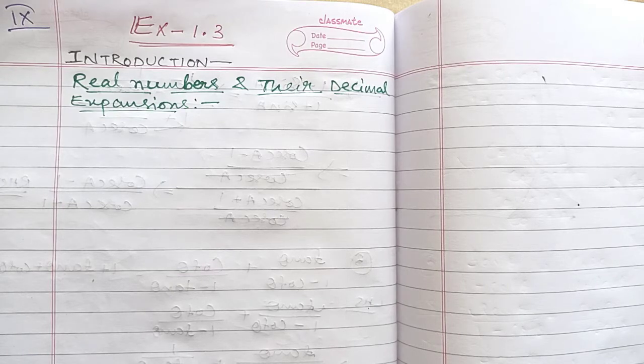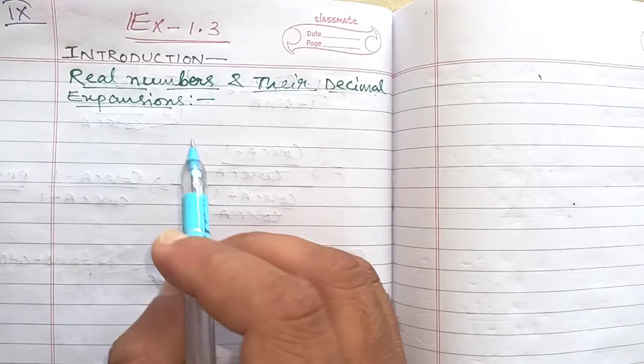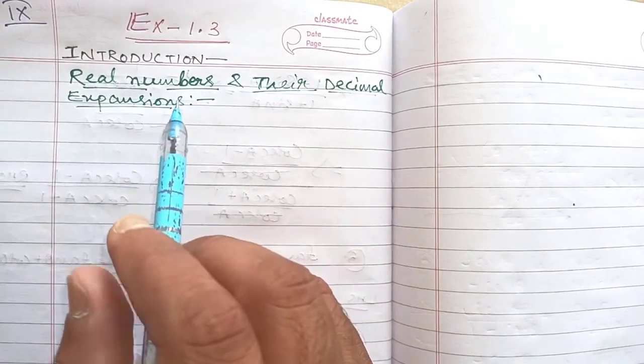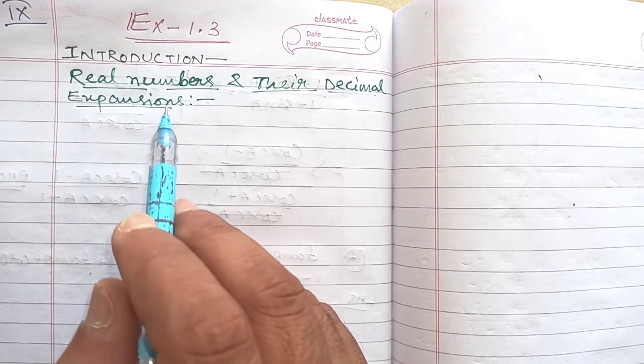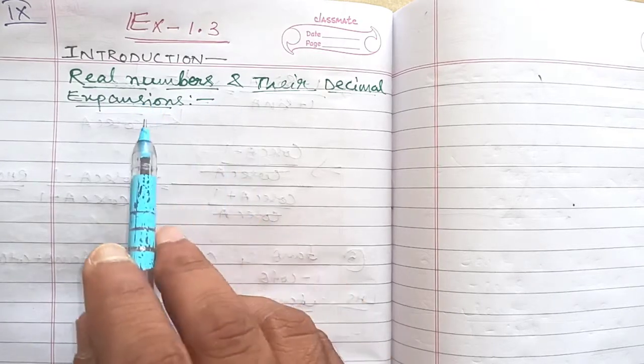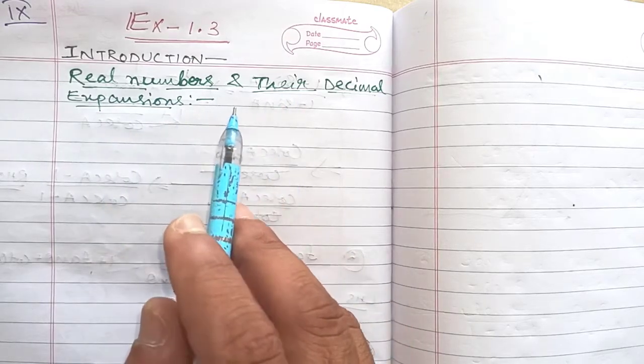Before starting the exercise I want to give a little introduction about it. In this exercise we are going to discuss real numbers and their decimal expansions. Real numbers are the combination of both rational numbers and irrational numbers. So today we will discuss the decimal expansions of real numbers, that means decimal expansions of rational numbers as well as irrational numbers.